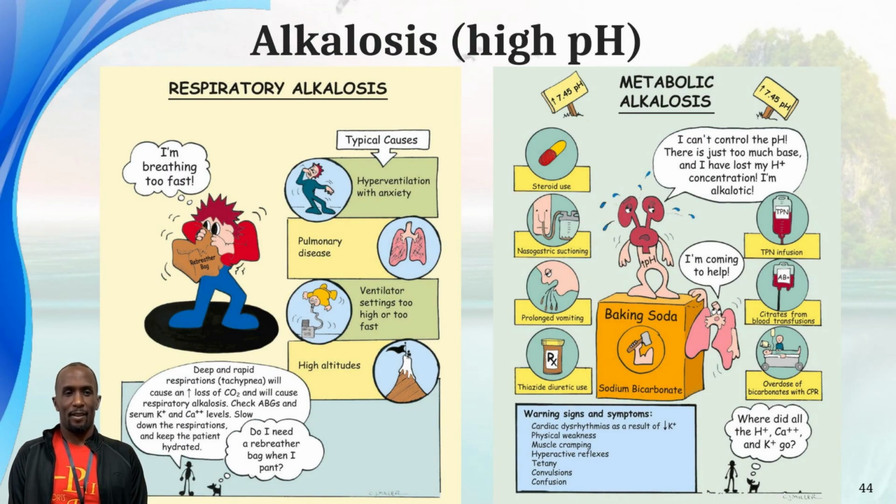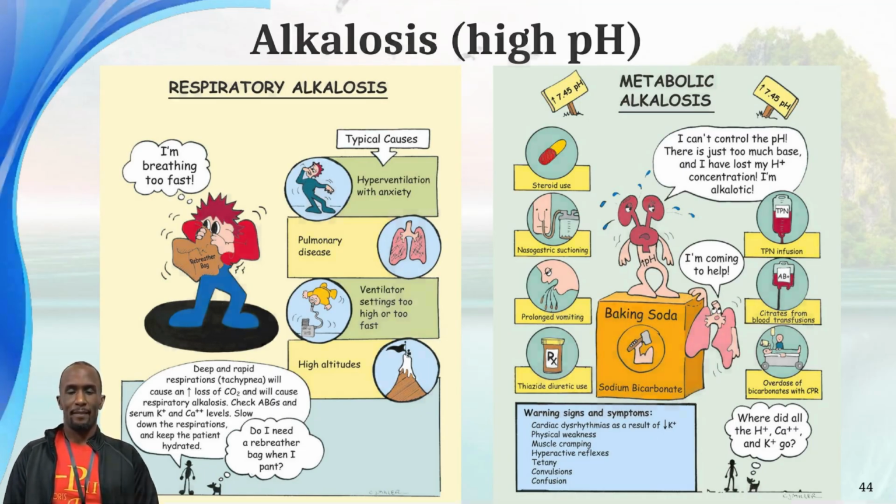In respiratory alkalosis, the main issue is excessive loss of carbon dioxide, often due to hyperventilation from anxiety, pain, or fever. The patient may present with lightheadedness, tingling, or confusion. In metabolic alkalosis, the cause is usually loss of acid or gain of base, such as from vomiting, NG suctioning, or excessive bicarbonate intake. Patients may have muscle cramps, weakness, or dysrhythmias.